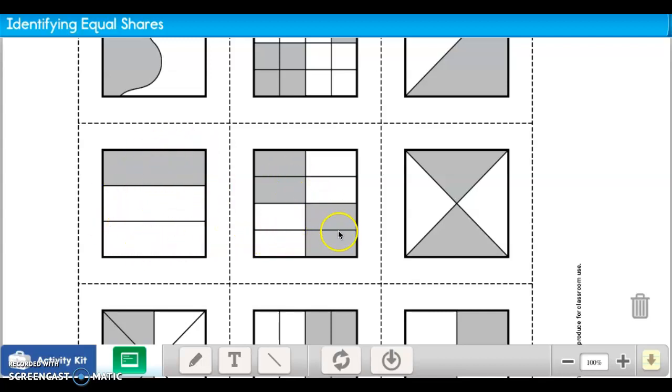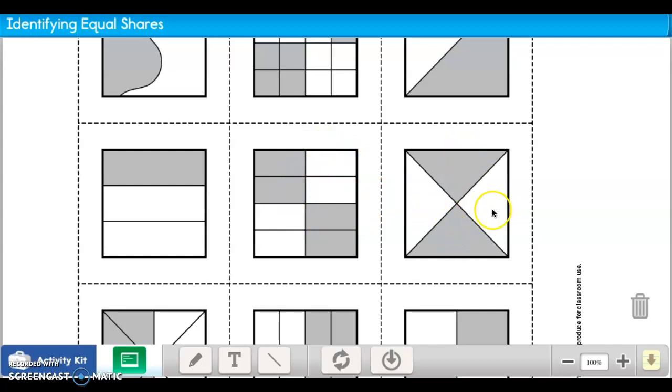How about these? Is the non-shaded and shaded, are they equal? If we stuck these two over here, and see, there's 4 that are not shaded and 4 that are. So yes, it is equal. These are cut equally.